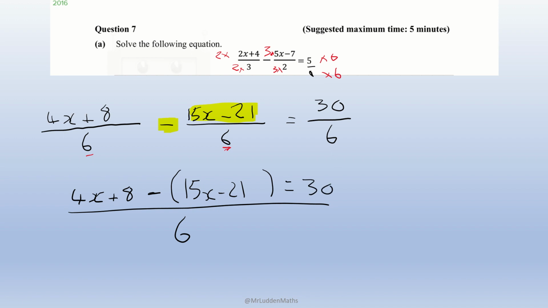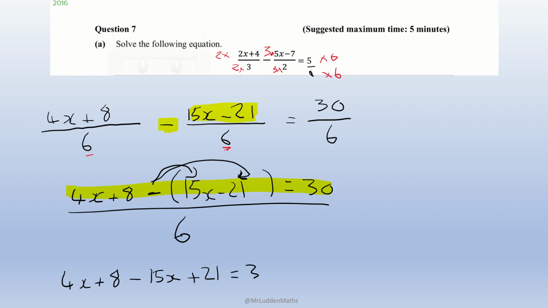Now on this side here, I'm just going to worry about the top. So I've got 4x plus 8. Now I've got my minus times 15, which is going to be minus 15x, and a minus by minus 21 is plus 21 is equal to 30. So to finish this off over here, I'm going to group my like terms together. 4x minus 15x is going to be minus 11x.